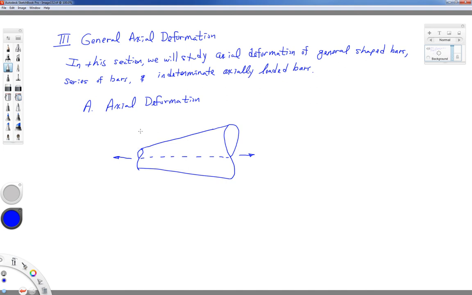I'm going to put a coordinate system on this bar as well. We're going to take the x-axis down the length of the bar. Should probably draw that down a little bit further, but that'd get in the way. So the x-axis is going to be down the length. The y and the z-axes will lie in the plane of the cross-section. So let's write down a few notes.